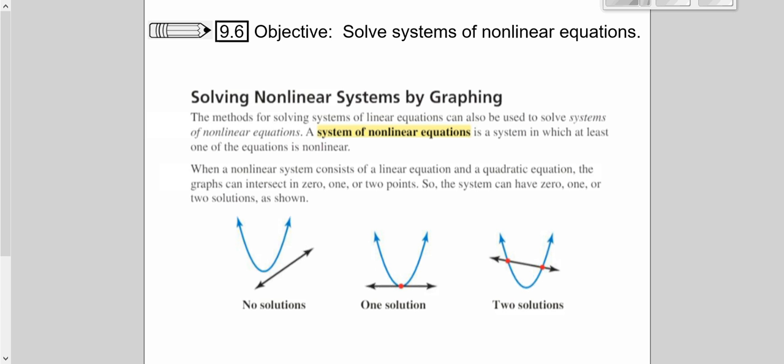Hello, and welcome to another Algebra 1 lesson. This is lesson 9.6, Solve Systems of Nonlinear Equations. Solving nonlinear systems by graphing.